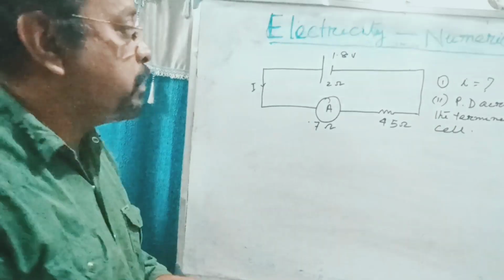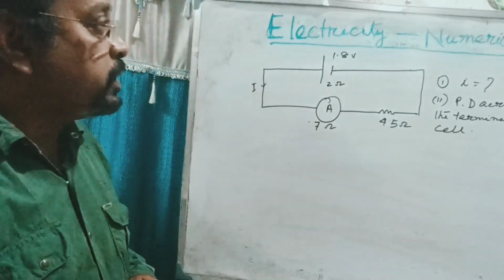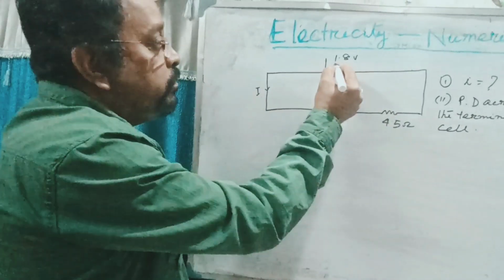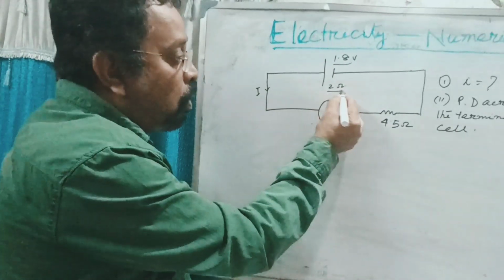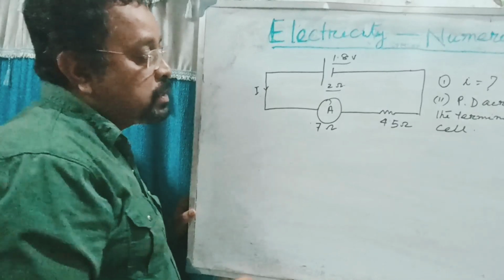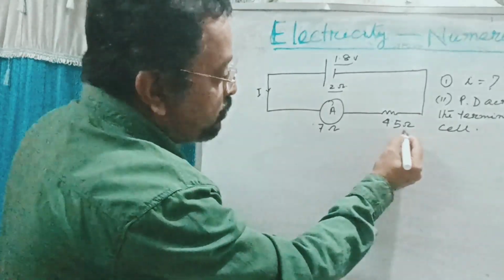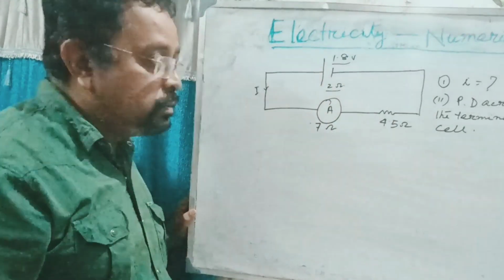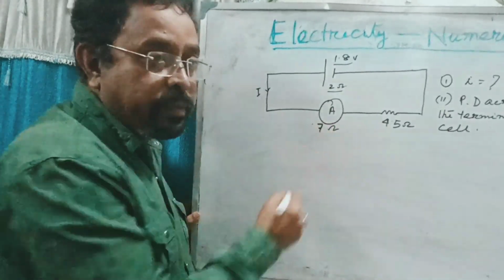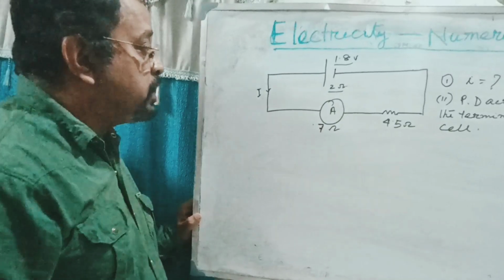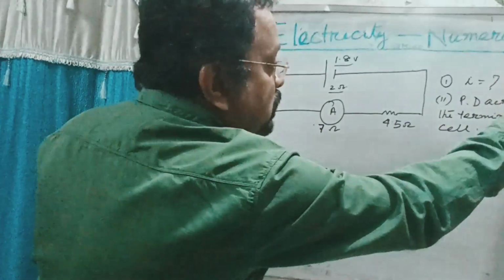So here is the second numerical. There is an EMF of 1.8 volt, which has an internal resistance of 2 ohm, and the external resistance is 4.5, and it is connected with an ammeter. The ammeter has a resistance of 0.7 ohm. Now you have to find what is the current. I is equal to how much?